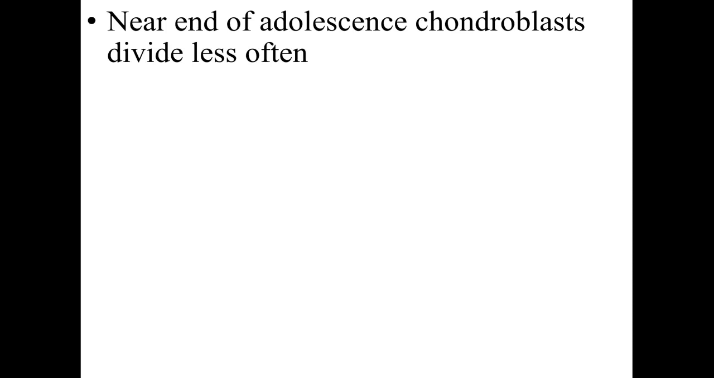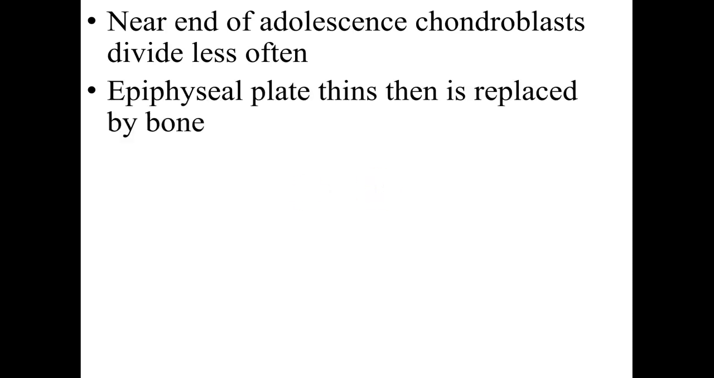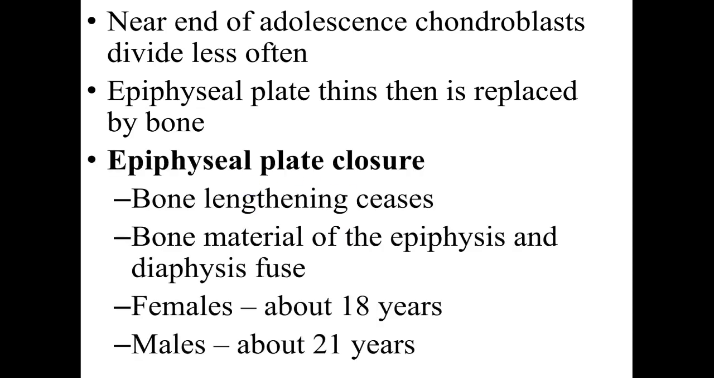So near the end of adolescence, your chondroblasts, which are going to be your cartilage cells, are going to start dividing less often. When that happens, the epiphyseal plate is going to start to thin out and become replaced by bone. The epiphyseal plate closure then occurs. That's where the bone lengthening is going to cease. It's no longer going to grow longer.